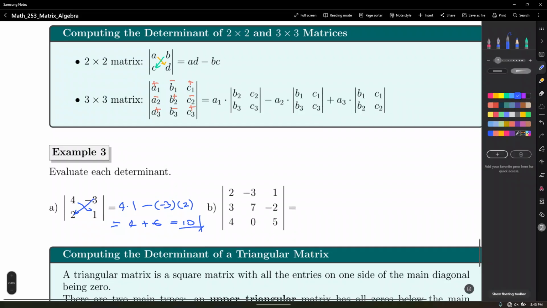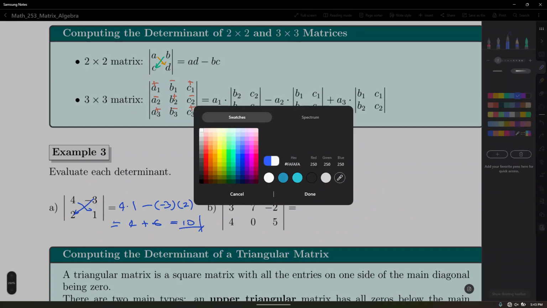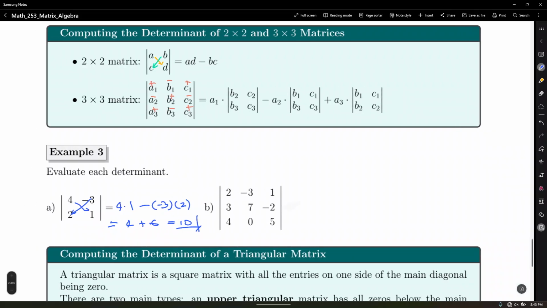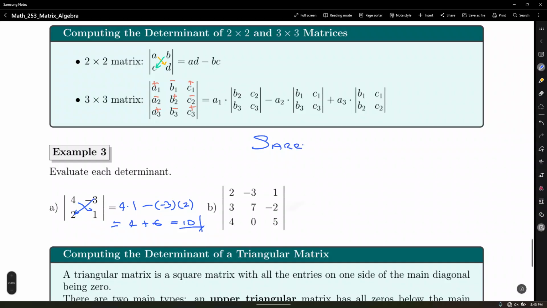What about the 3 by 3 case? I don't want to expand along and do this process and evaluate three 2 by 2 matrices. Instead, I'm going to show you a rule called Sarrus' rule. Not too many linear algebra textbooks cover it, but if you Google it, it's actually a rule. It's regarded as a shortcut, but it's actually a rule. So how does that work?